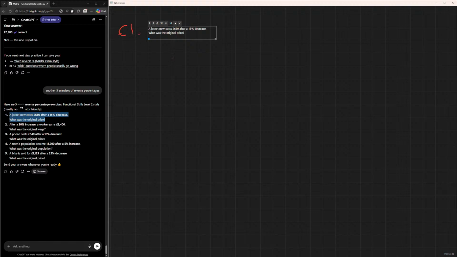So this exercise one is now cost 600 after 15 degrees. So we have 100 degrees minus 15. I will be going through a little bit faster today because I want to continue with something else too. Should be 85%. So in this thing is the 680.